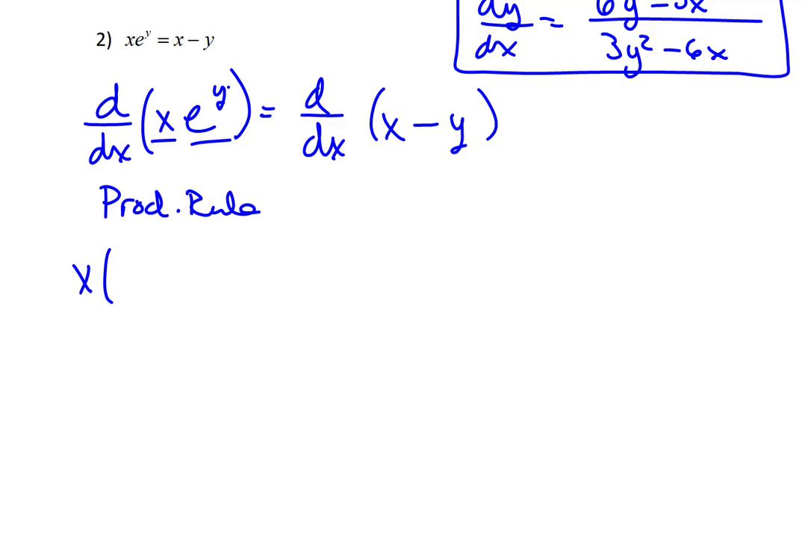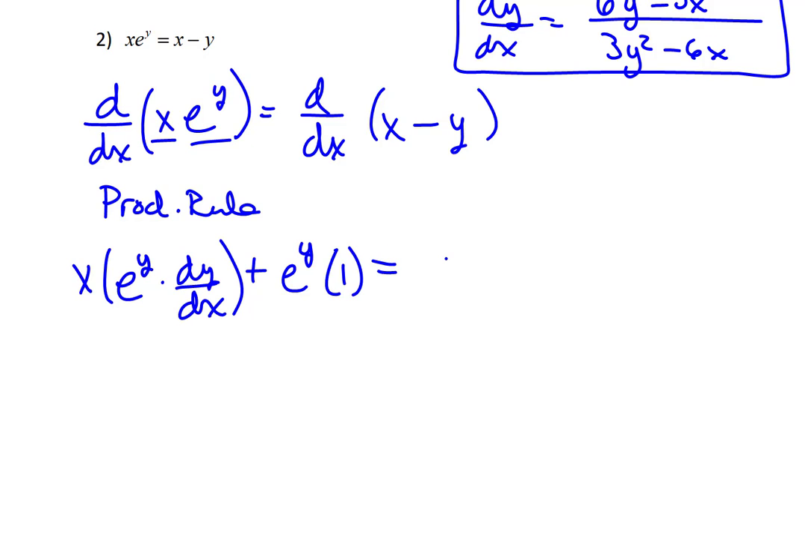We assume that's an implicit function, so we'll say e to the y times the derivative of its inner part, the exponent y, which would just be dy over dx. So there's first times derivative of second, that's x times e to the y times dy dx on the left side, plus second, which is e to the y, times the derivative of the first, which is just 1. Okay, so that's the left side.